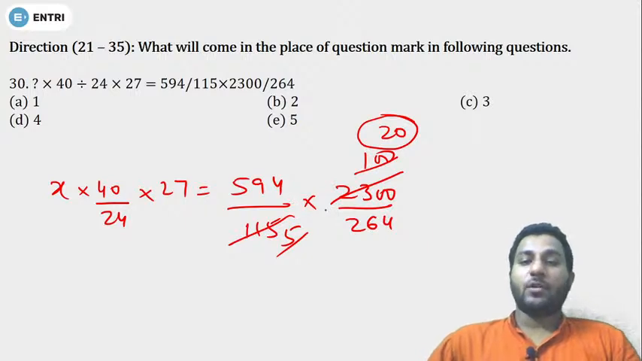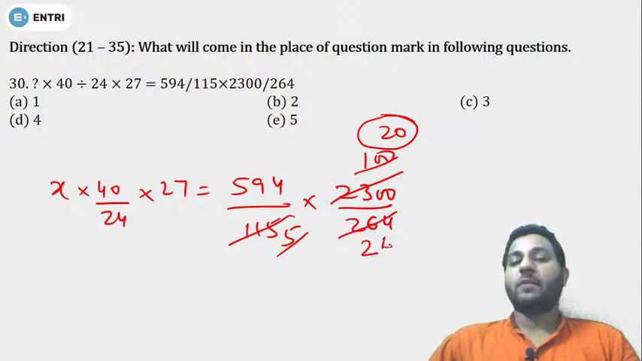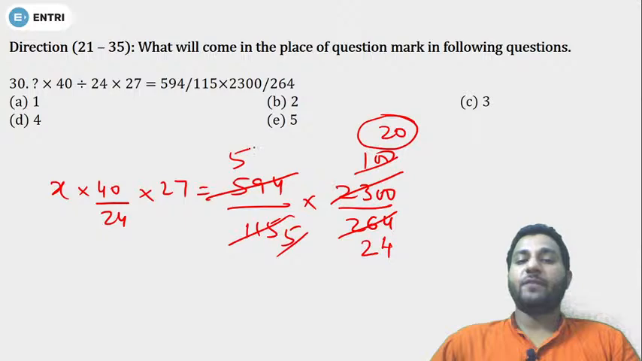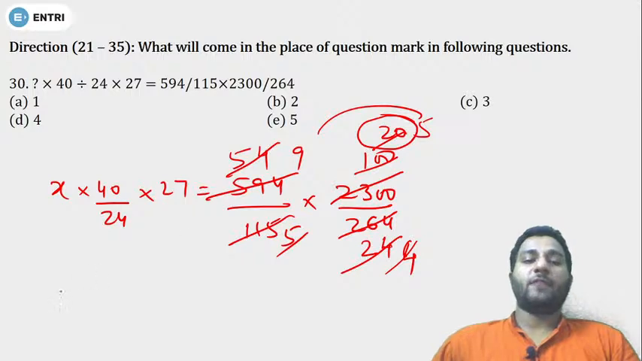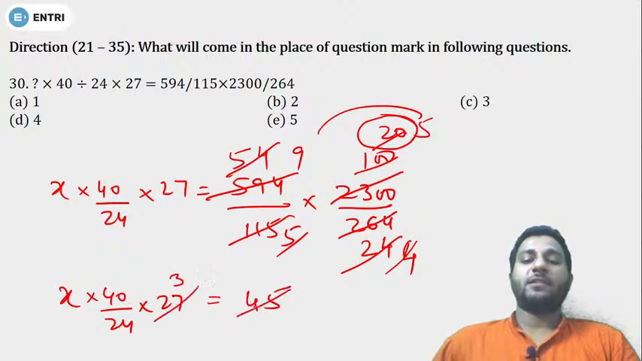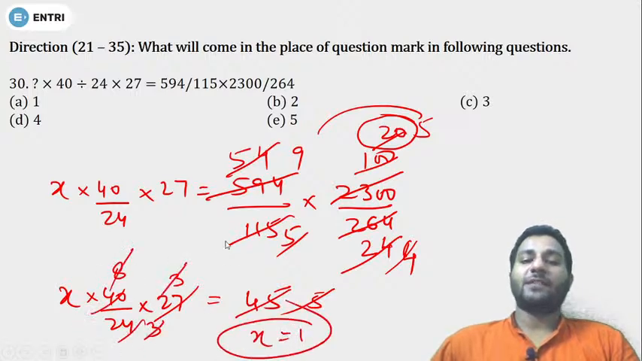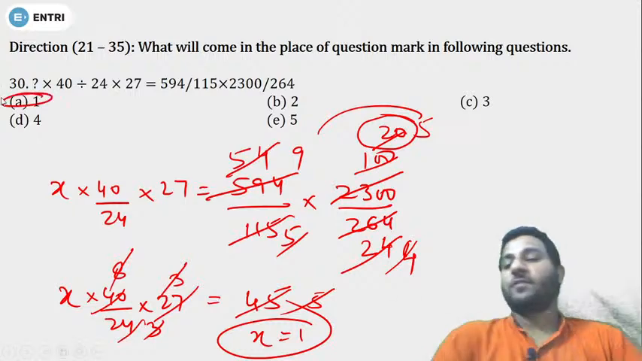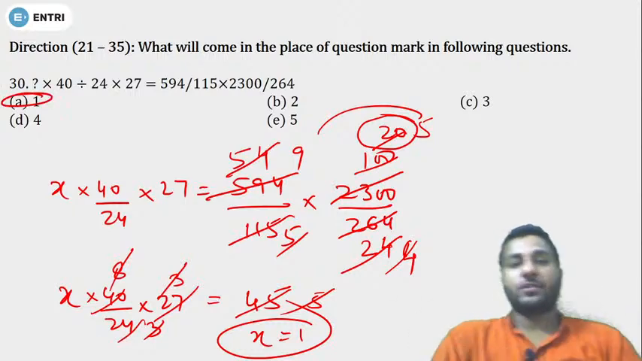Now, as you all know, if we find out 11 twos are 22, 11 fours are 44, 11 fives are 55, 11 fours are 44. Okay, so 6 fours are and 6 nines are, 4 fives are, which means 45. So x into 40 by 24 into 27 equals to 45. 9 threes are 9, 5s are 5, 8s are 8, 3s are 3. So the value of x arises as 1. It was a piece of cake question. It was a delight to solve this kind of question. Got it?